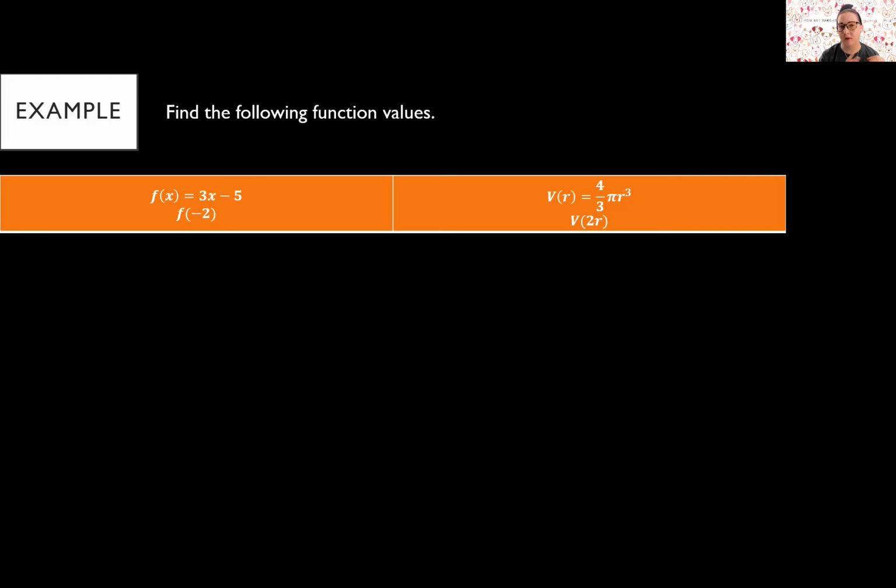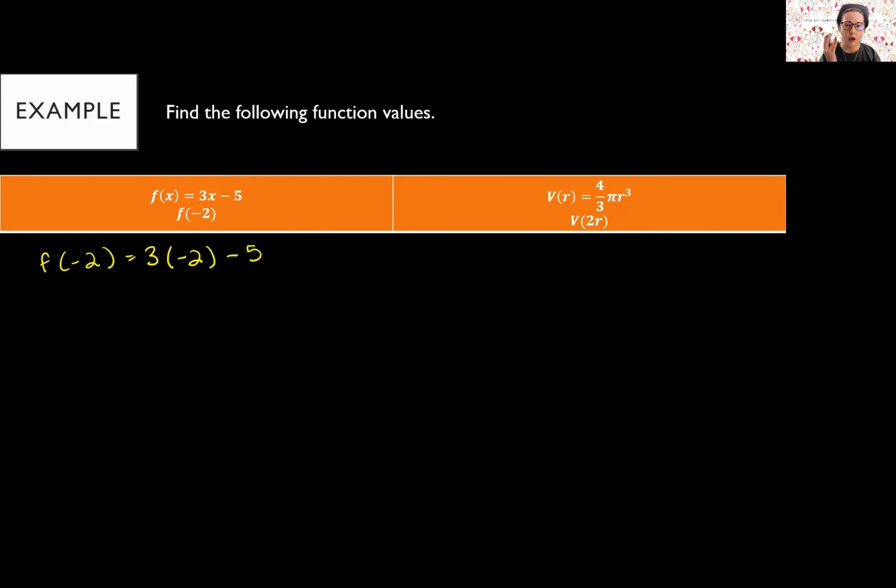But on the left, I just have f of x equals 3x minus 5. And then we want to find f of negative 2. So f of negative 2 is telling us that our input x is negative 2. So when you're finding function values, you first determine, okay, what am I inputting, which is negative 2 here. So then you also replace x with negative 2 on the right. So instead of 3x minus 5, it's 3 times negative 2 minus 5.